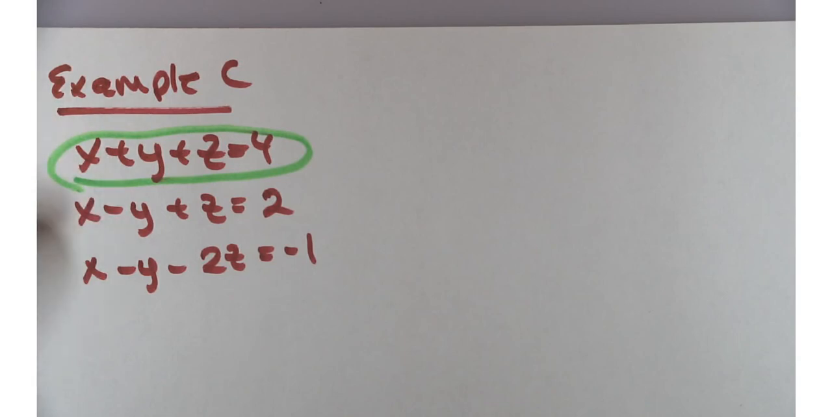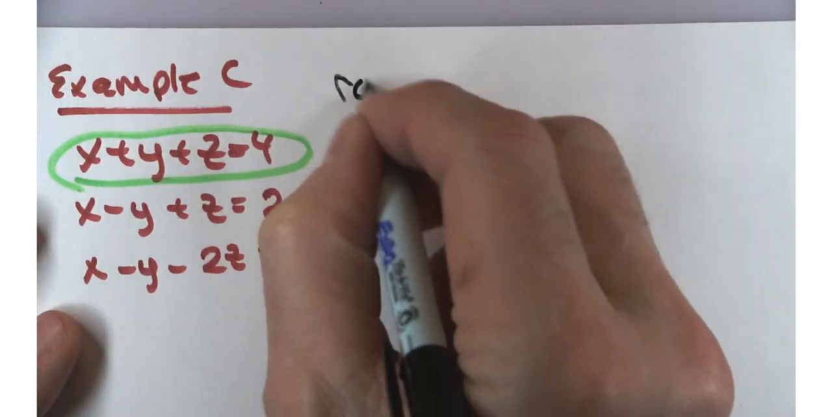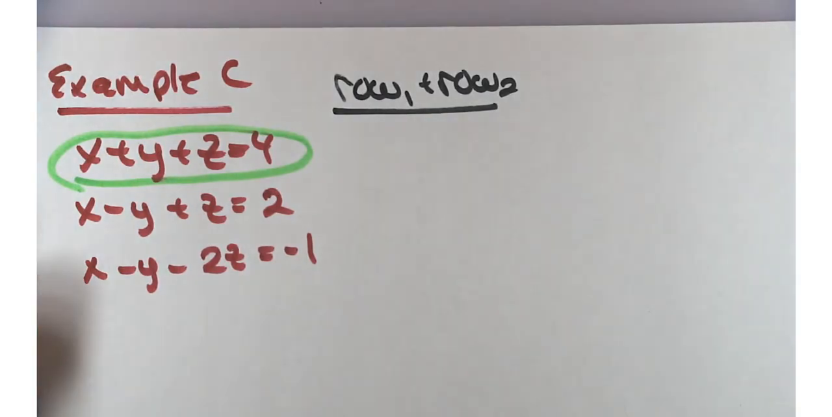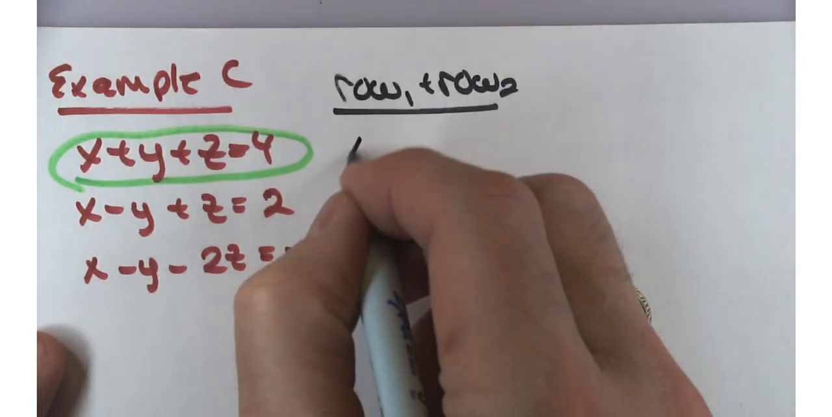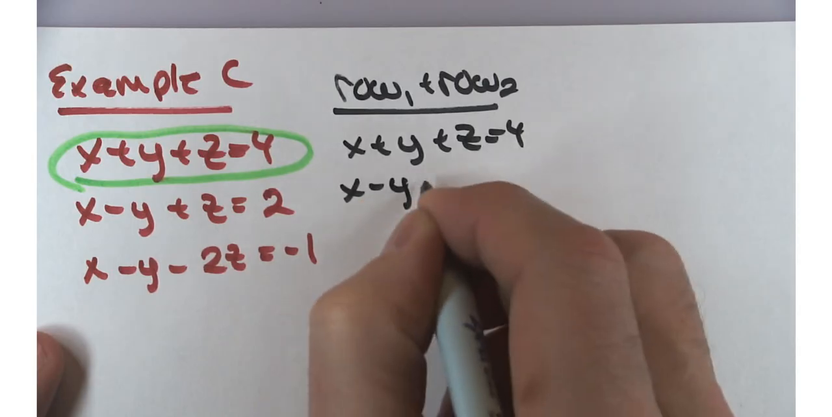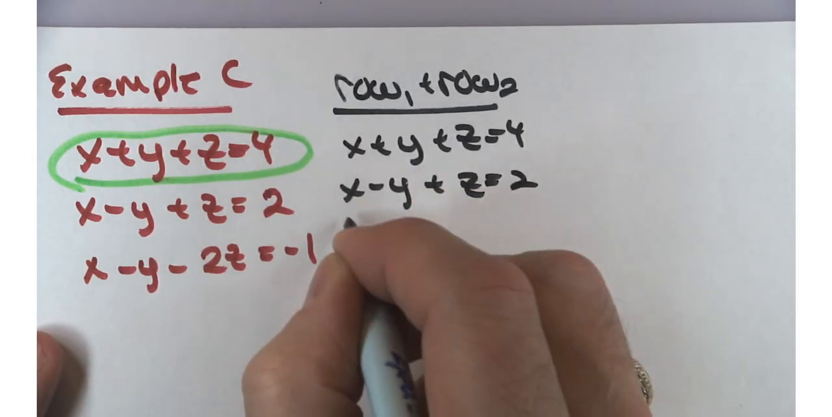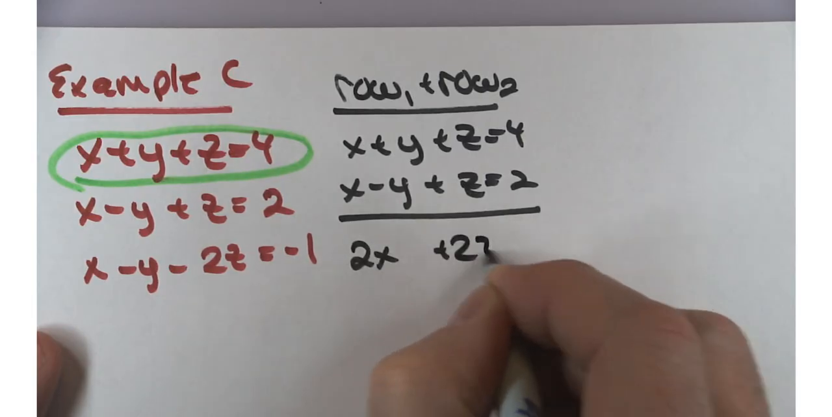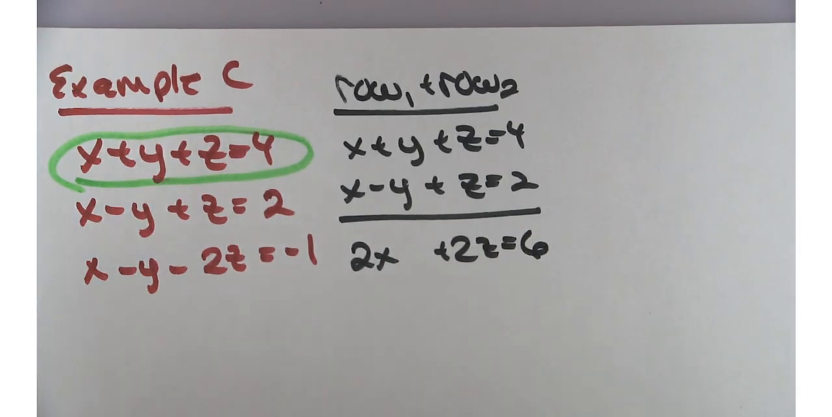Looks like it's pretty easy to eliminate the y's, right? You just got to add the two equations together. It helps me if you show me what you're doing. It helps me give you more partial credit in the case that you make a mistake. All we need to do is add the two rows together. X plus y plus z equals 4. X minus y plus z equals 2. When I add those together, I get 2x plus 2z equals 6. And just leave it. I know there's a common factor of 2 that we can get rid of, but don't worry about it right now.